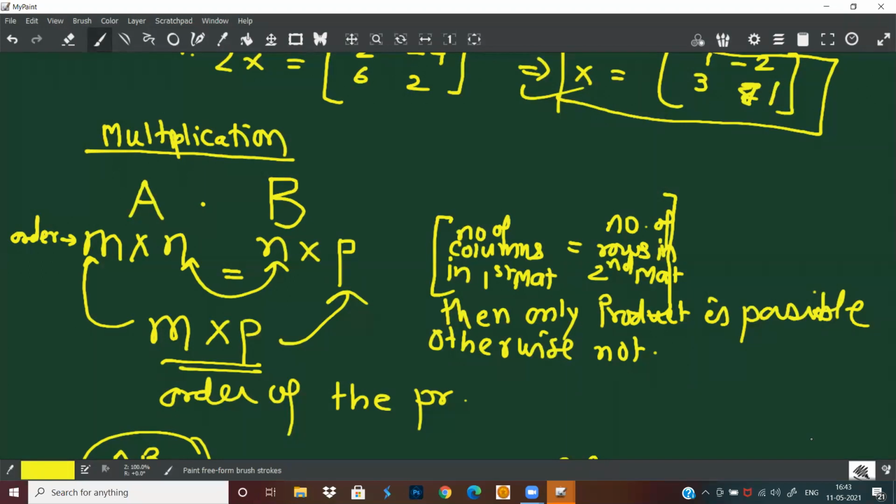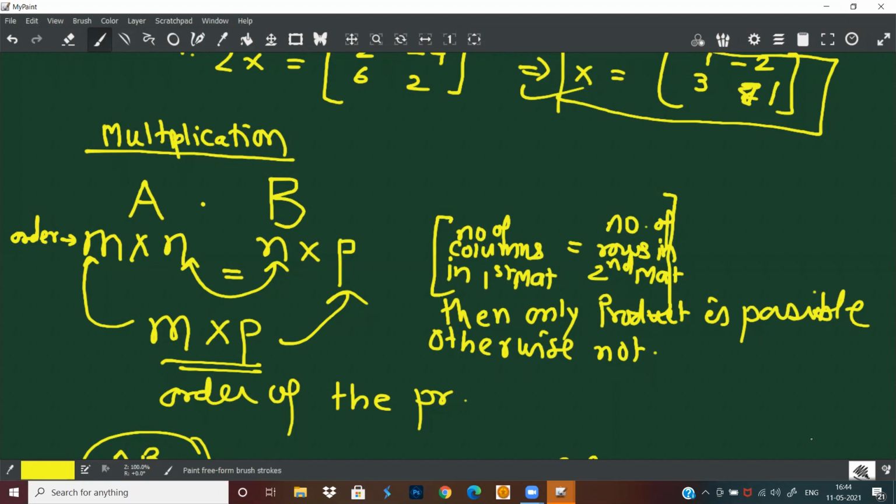Non-commutative. Commutative means A into B is equal to B into A, like 4 into 5 is equal to 5 into 4. So I say algebraic multiplication is commutative. But in matrices, A into B and B into A are not always the same. Sometimes AB exists and BA does not even exist. I'll give you an example.